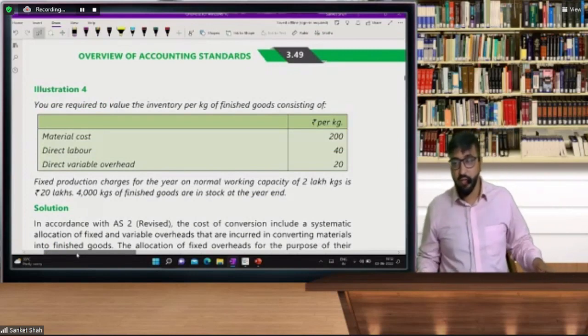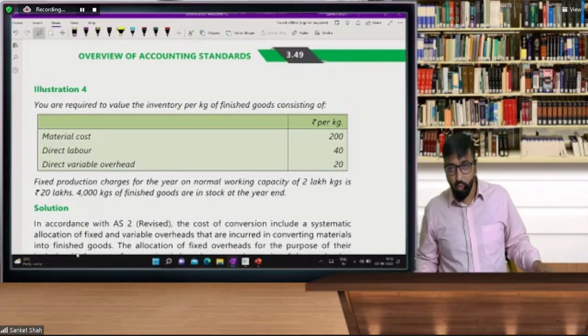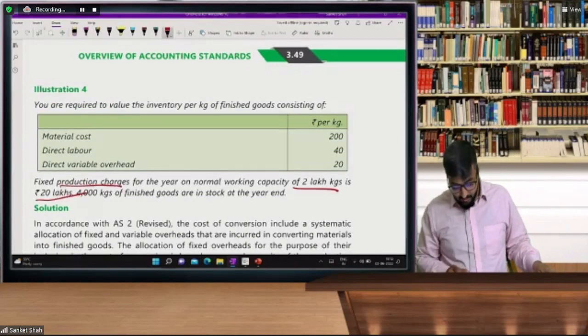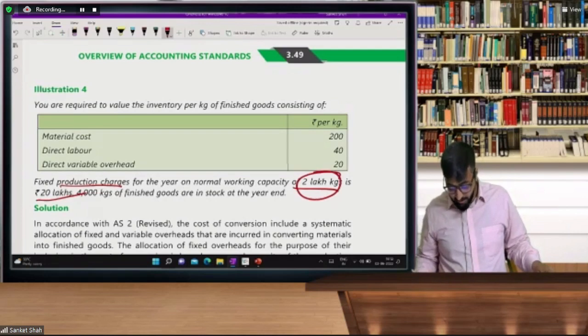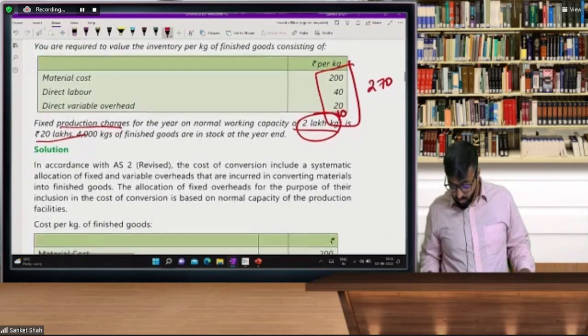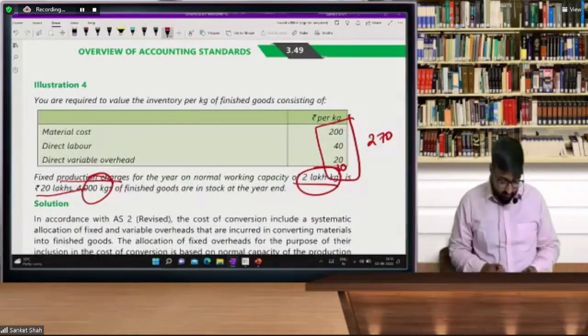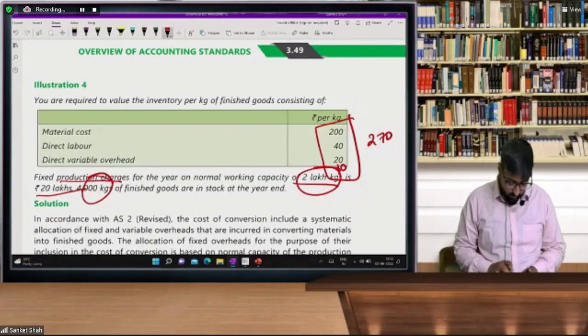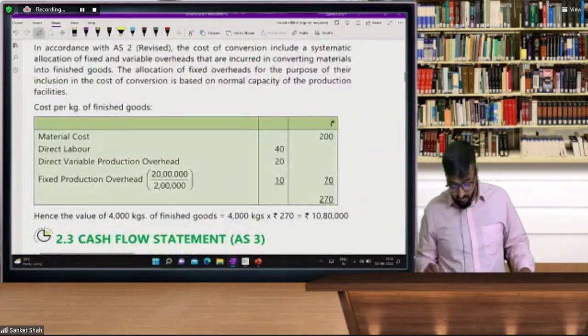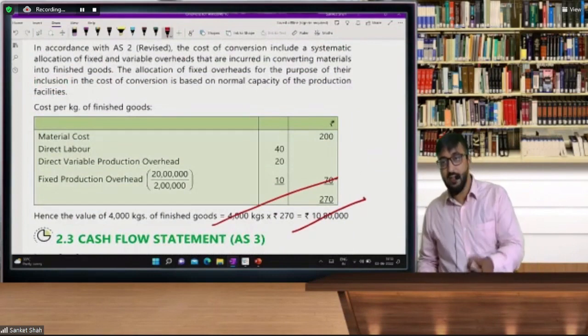Material cost is 200 rupees. Direct labour is 40. Direct variable overhead 20. Fixed overhead 2 lakhs kgs for 20 lakhs. Okay, so 20 lakhs divided by 2 lakhs kgs, 10 per kg. Take a total 200 plus 40 plus 20 plus 10, 270. So 270 multiplied by 4,000 kgs, 10,80,000 is the answer. 10,80,000 is the answer. Yes sir.